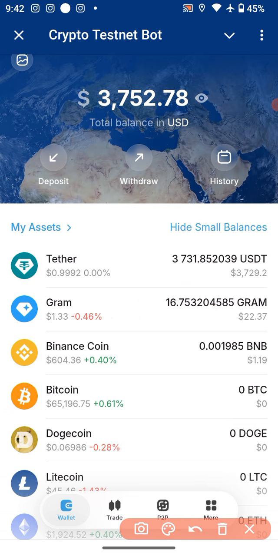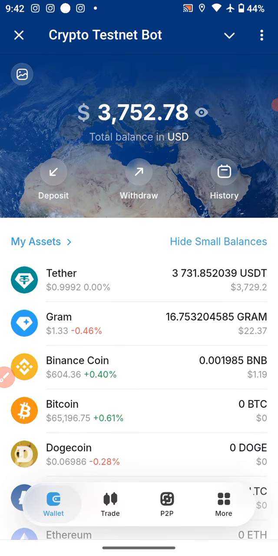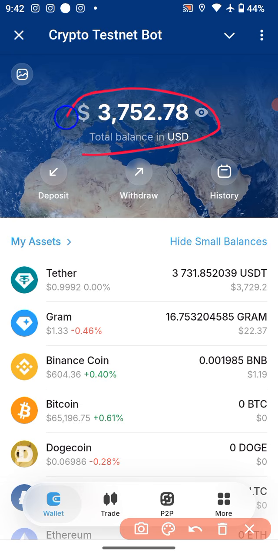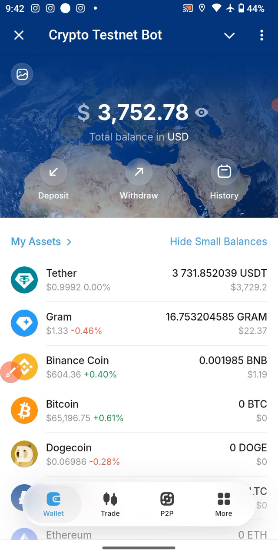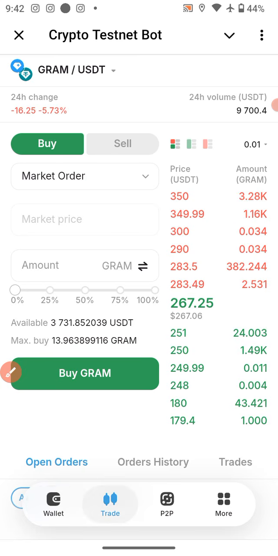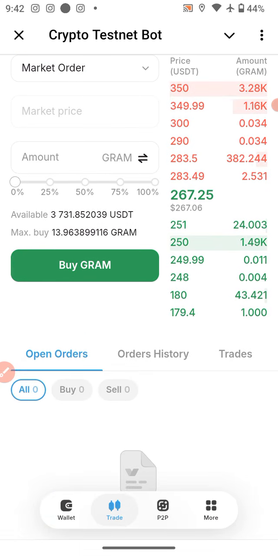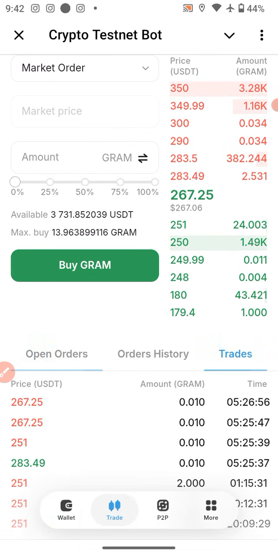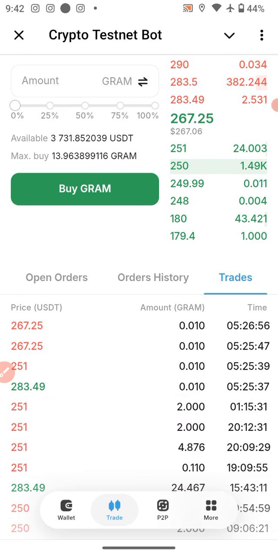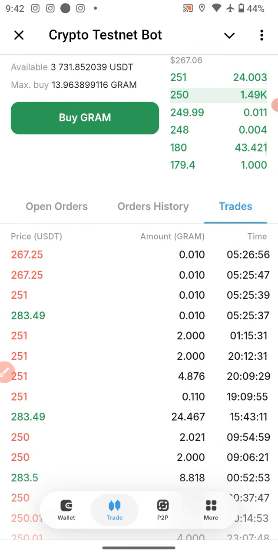Okay, so what I did here was I invested $3,000 out of all my assets into this coin and believed in its rising. So now if I go to trade, I would show you the history of this pair. I'll come to these trades here, and I'll show you that this pair has been moving from price to price.